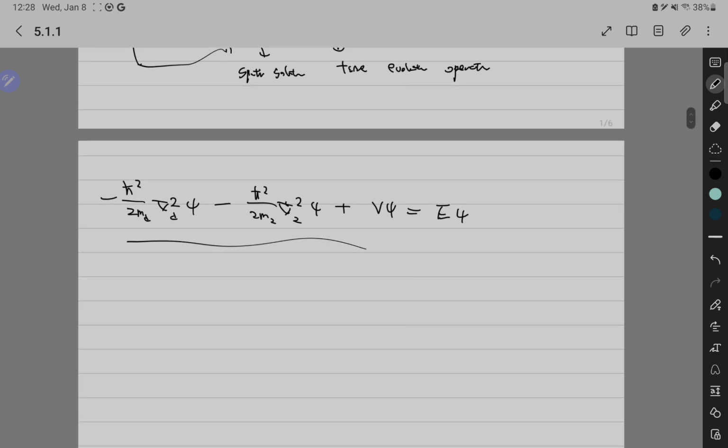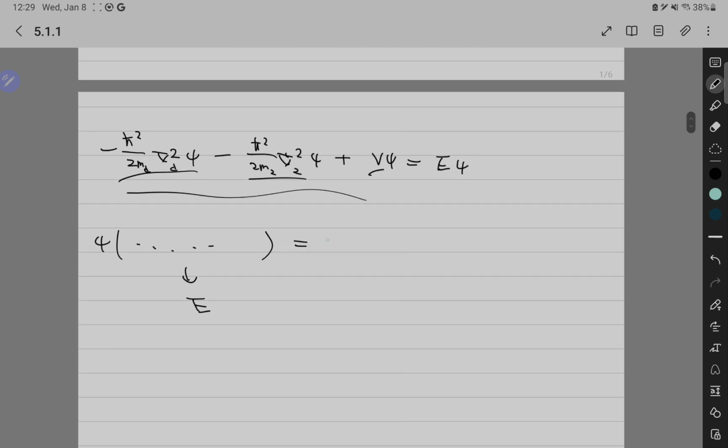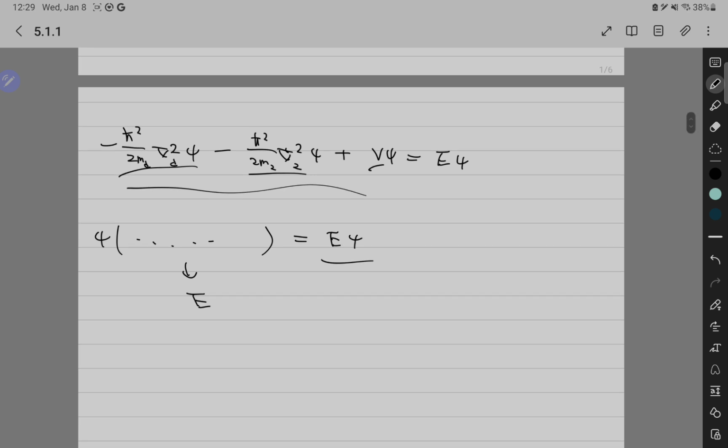Because if you really take phi out of the equation here, what's inside is the kinetic energy for particle 1, kinetic energy for particle 2, and the potential. And if you sum all those up together, what is contained inside is basically just E. If you guys can pause the video and try to understand what's going on here, right? So this is just going to be equal to E times phi.